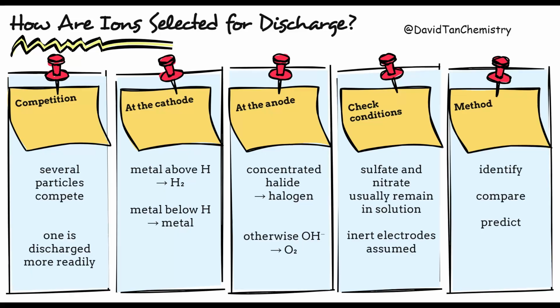To predict the products, follow 3 steps. First, identify all the possible particles present. Second, compare the competing particles using the correct rule for each electrode. Third, predict the product formed. So remember: identify, compare, then predict.